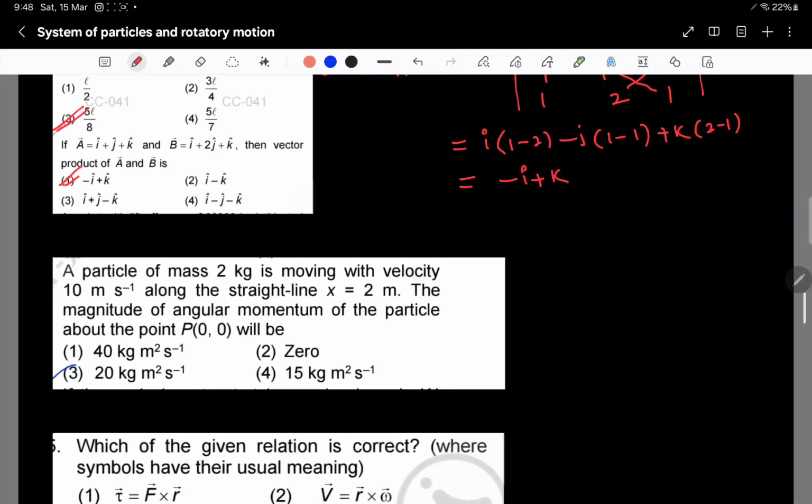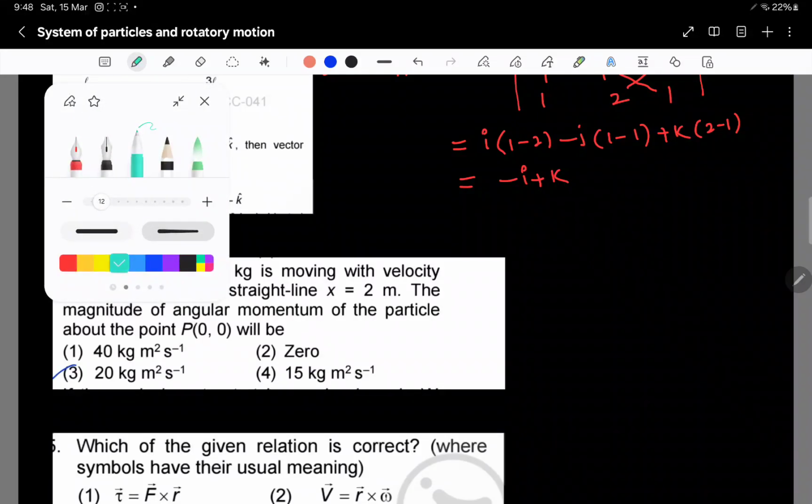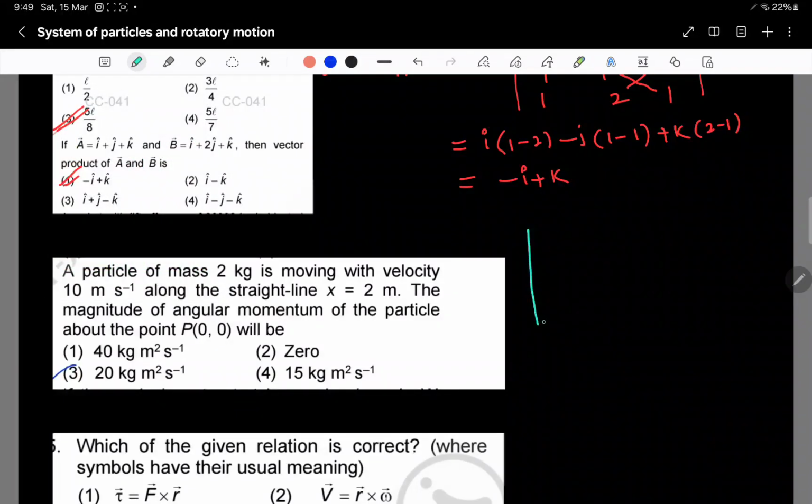Next, a particle of mass 2 kg is moving with velocity 10 meter per second along the straight line x equal to 2 meters. Like this, students, important. Straight line x equal to 2 meters, moving with velocity v, okay. Particle moving with velocity v, okay, students.